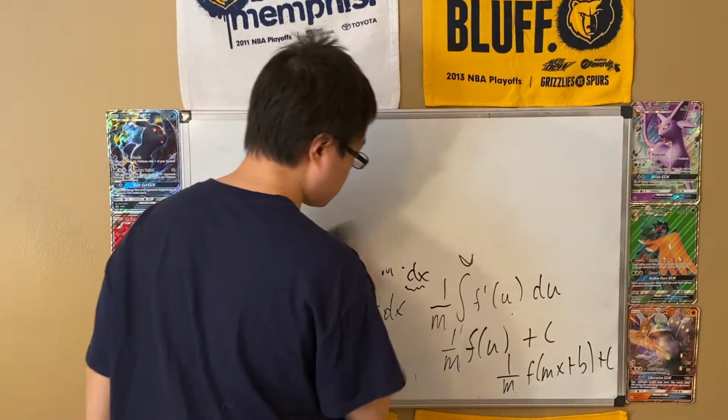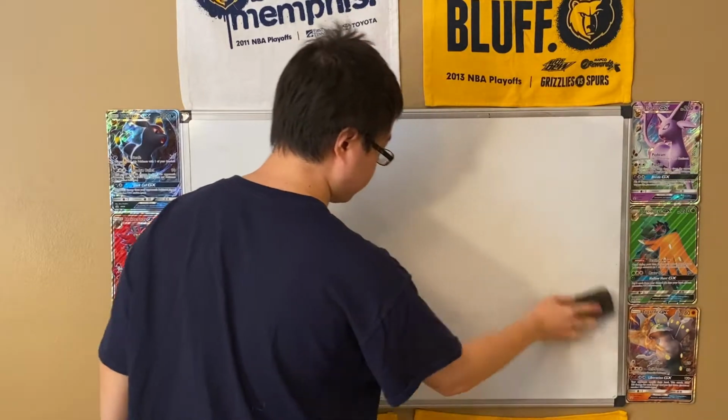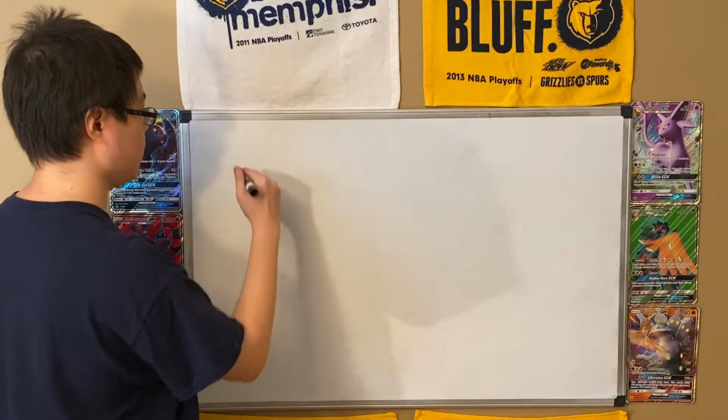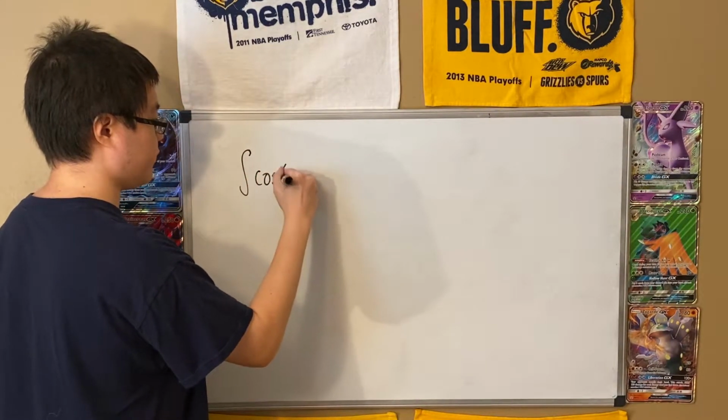So let's erase this. Let's practice with several examples, and you'll see how quick they are. Let's do the integral of cosine of 3x.